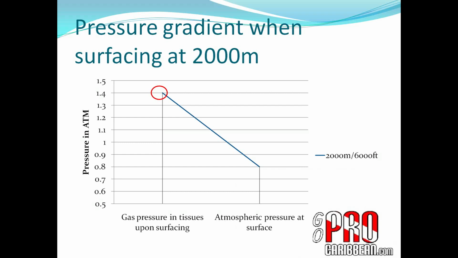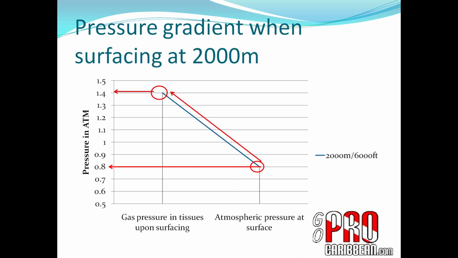But when we surface at an altitude of 2,000 meters, approximately 6,000 feet, the pressure surrounding us would be only 0.8 atmospheres. So this gradient, this incline or slope, is steeper. It is a greater pressure gradient between the pressure of the gas absorbed into our tissues and the pressure surrounding us. And the greater the gradient, the more chance there is of getting DCS.